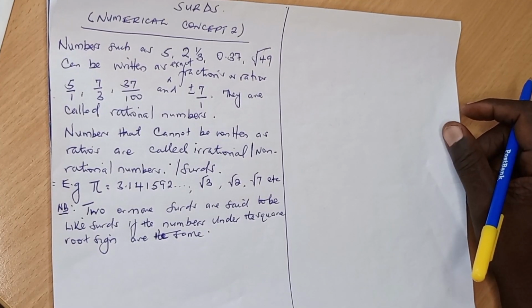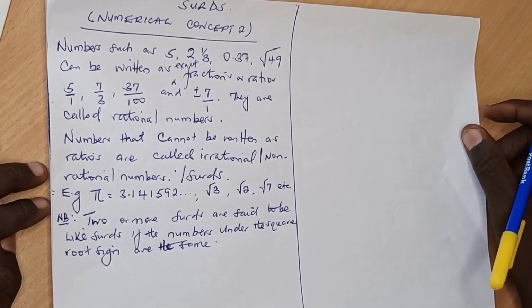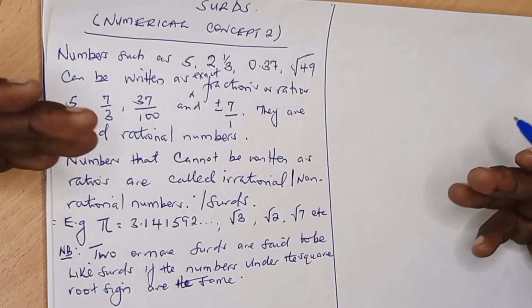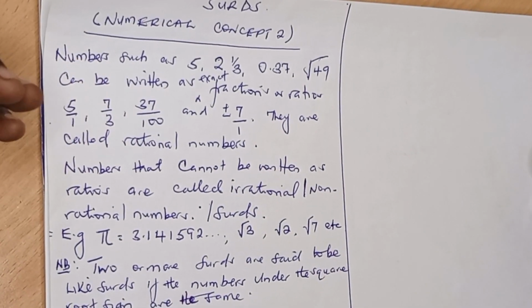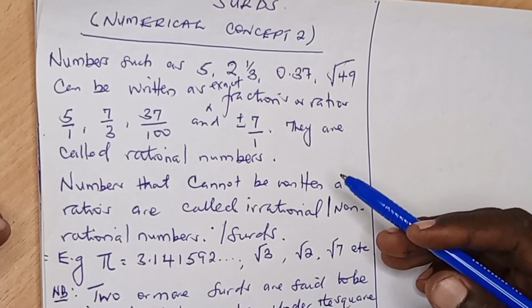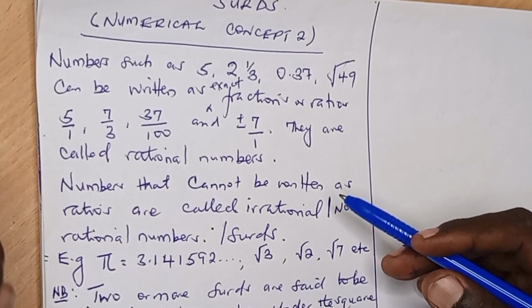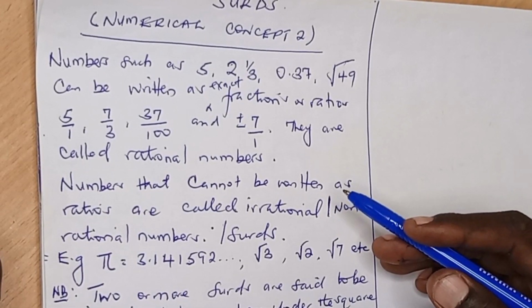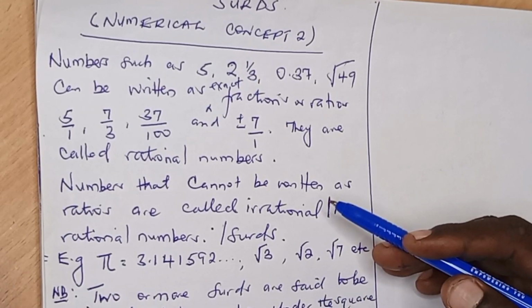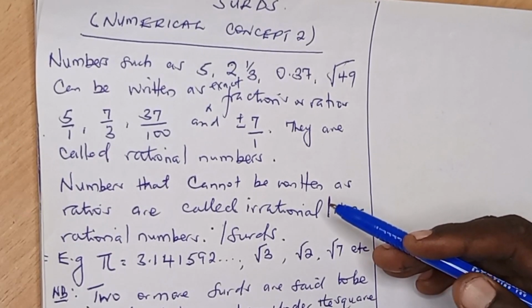In this video, we're going to look at numerical concept 2, which is also known as SADS. Now, what do we know? What do you know about SADS? When you talk of SADS, we mean the numbers which do not have an exact root. In other words, we call them irrational numbers. Numbers that cannot be expressed as fractions. Numbers that cannot be expressed as ratios.